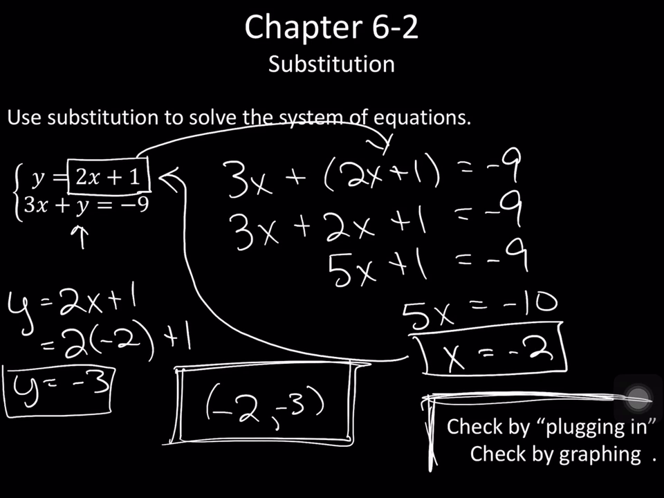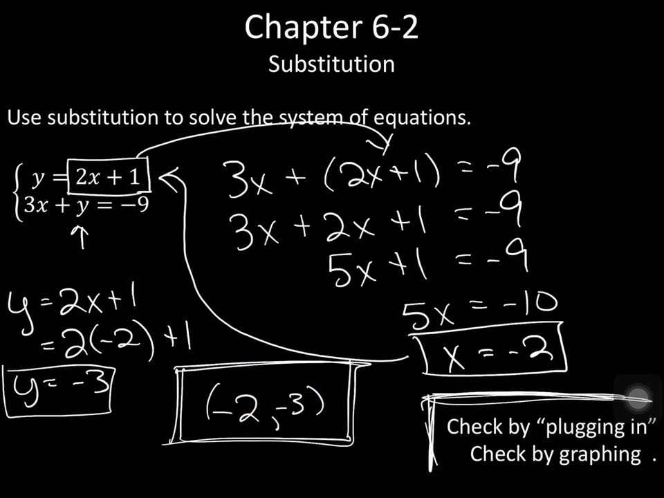by plugging in, or I could check by graphing. In other words, I have two equations up here that have x and y in them. If this is a solution, this x and y should make both of these equations true if I substitute and evaluate. The other thing that we could do, and we won't do this often, but you could do, is you could check by graphing. You could take these two equations and put them on a coordinate plane, and that should be the point that they overlap.